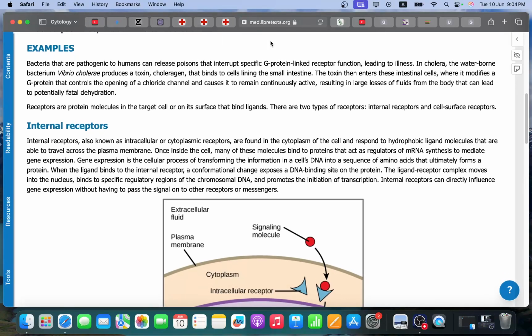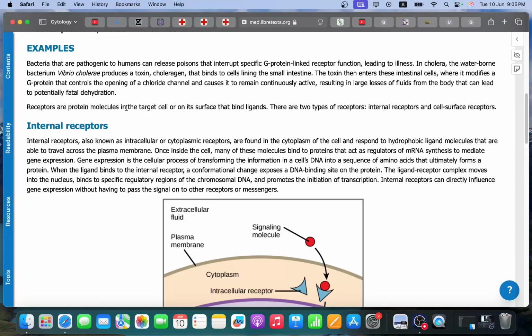Why was it included? Bacteria that are pathogenic to humans can release poisons that interrupt specific G protein linked receptor function, leading to illness. In cholera, the waterborne bacteria produce a toxin, choleragen, that binds the cells lining the small intestine. This toxin then enters these intestinal cells, where it modifies a G protein that controls the opening of chloride channels and causes it to remain continuously active, resulting in large losses of fluid from the body that can lead to potentially fatal dehydration.